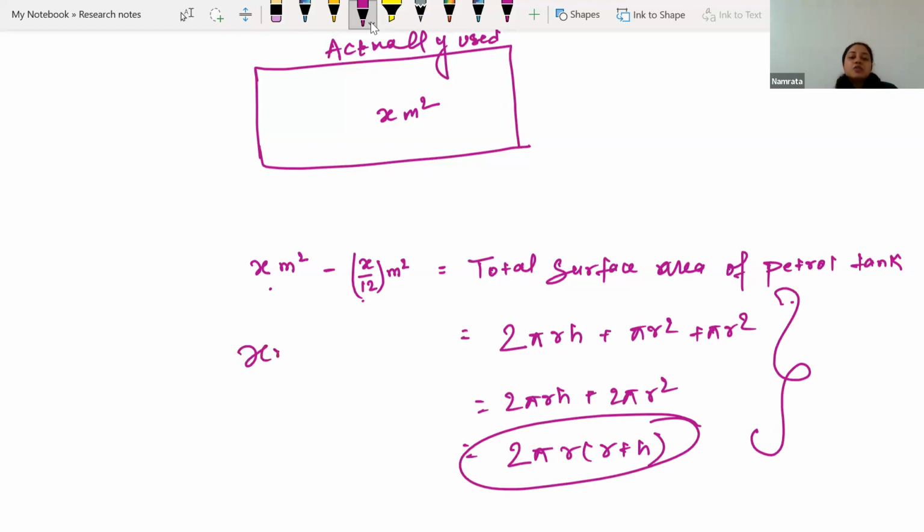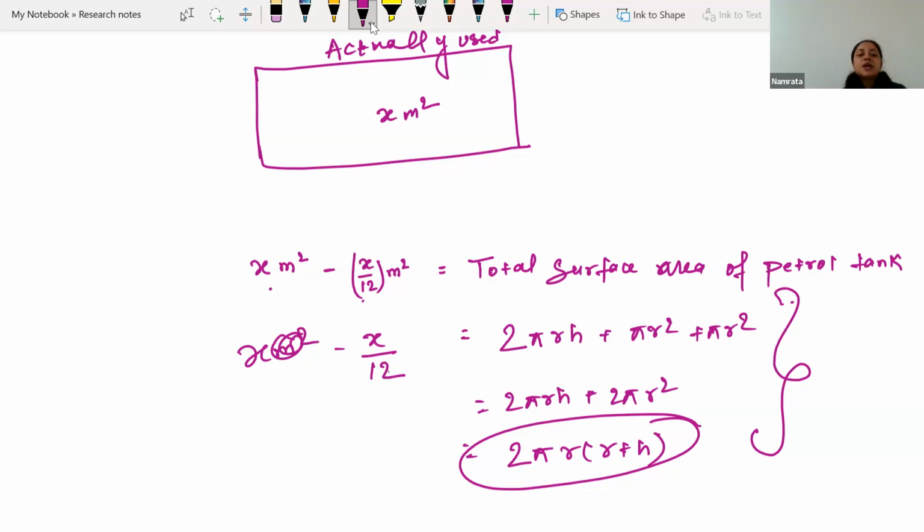So x meter square you have bought, x by 12 gone to waste. From here you have to find the value of x, that is, how much you bought from the market. That much sheet is utilized, that much sheet you need. Actually you need that much sheet only, because if you buy less than x, if you do not consider the cutout portion, then while wrapping it up you will feel that some portion is left without wrapping. So you need to consider the cutout portion also.